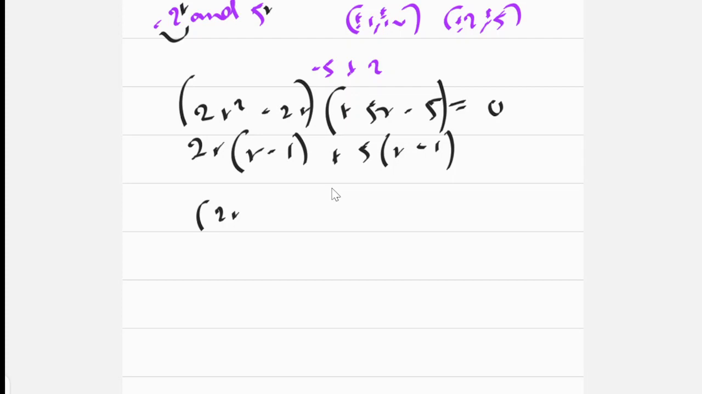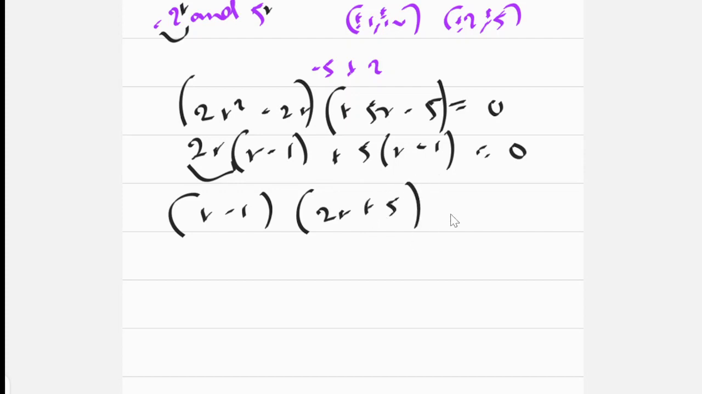So you can see that I still have r minus 1 as the common factor in this equation too. If you factor it out as well, then I have r minus 1. What do you have left here? That is, you divide each by r minus 1. If you divide this by r minus 1, you have 2r. If you divide this by r minus 1, you have plus 5 is equal to 0.